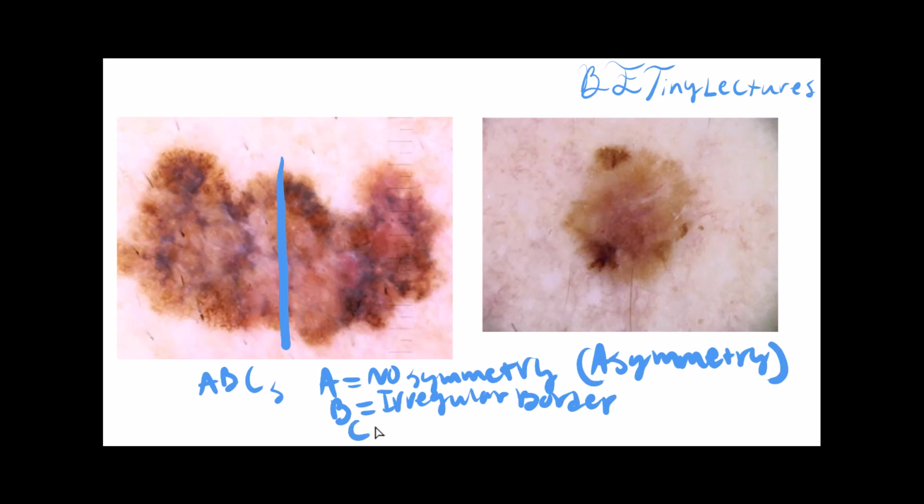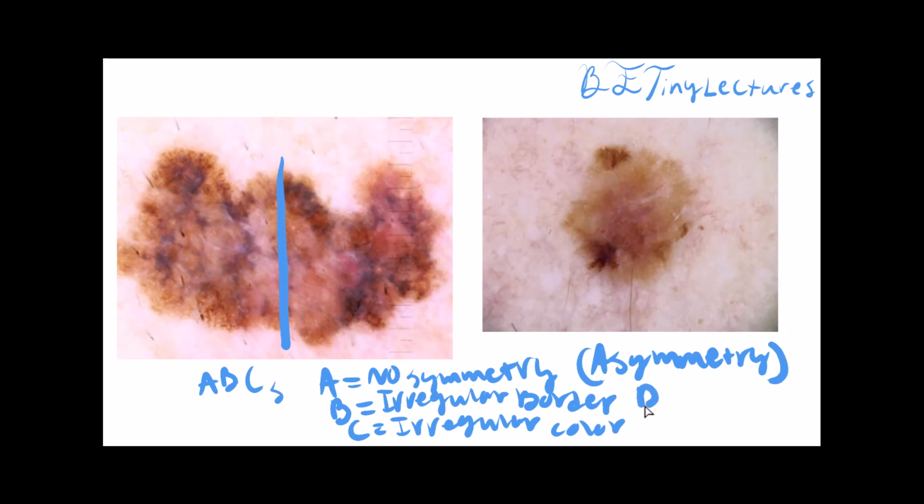Now C is going to be the color. So we have irregular color. Notice that the color varies wildly inside the lesion. So this area right here is a lot darker than this area, and this area is a completely different color from this area. So there's irregular color variation inside the lesion.